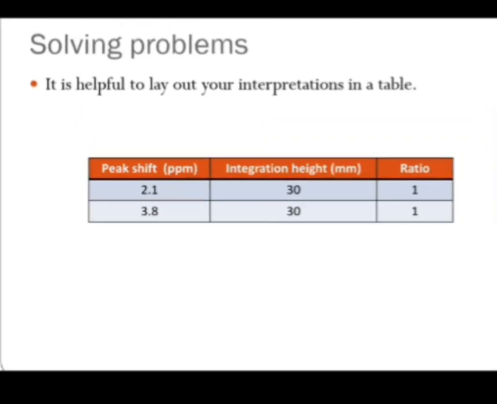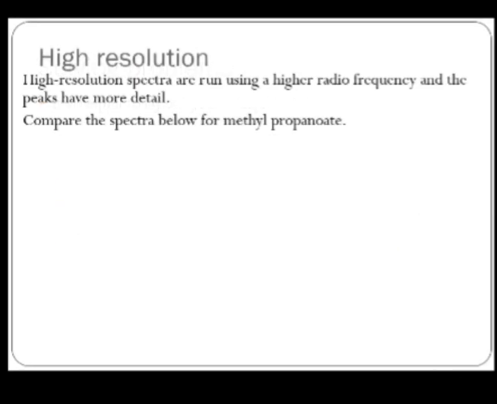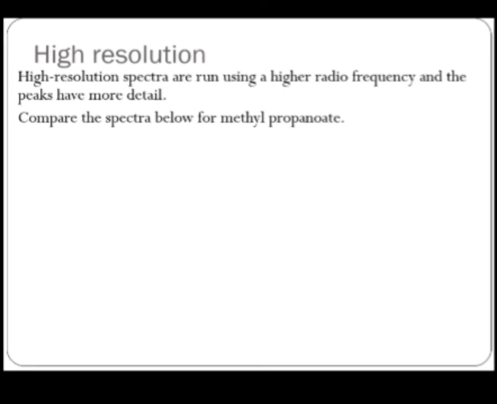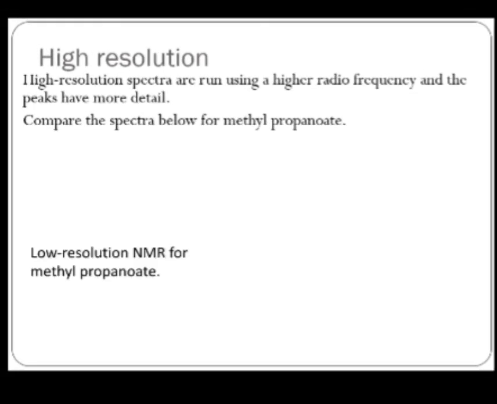Here is some problem. It is helpful to lay out your interpretation in a table. 2.1 and 3.8 are the peak shifts, integration height 30 and 30, and ratio 1:1. High resolution spectra are run using a higher radio frequency and the peaks have more detail. Compare the spectra below for methyl propanoate.